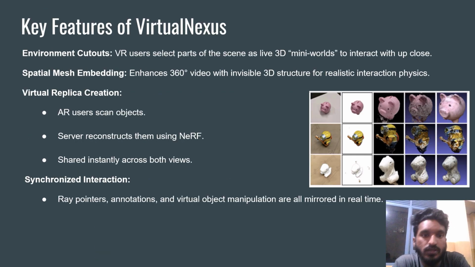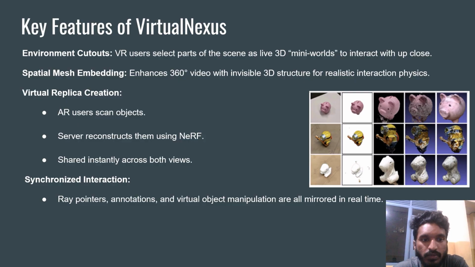So the key features of Virtual Nexus: first, the environment cutouts are made by VR users, and the users select parts of the live 3D images and use them to interact up close. And then we use spatial mesh embedding, which enhances the 360 video by using invisible 3D structures.